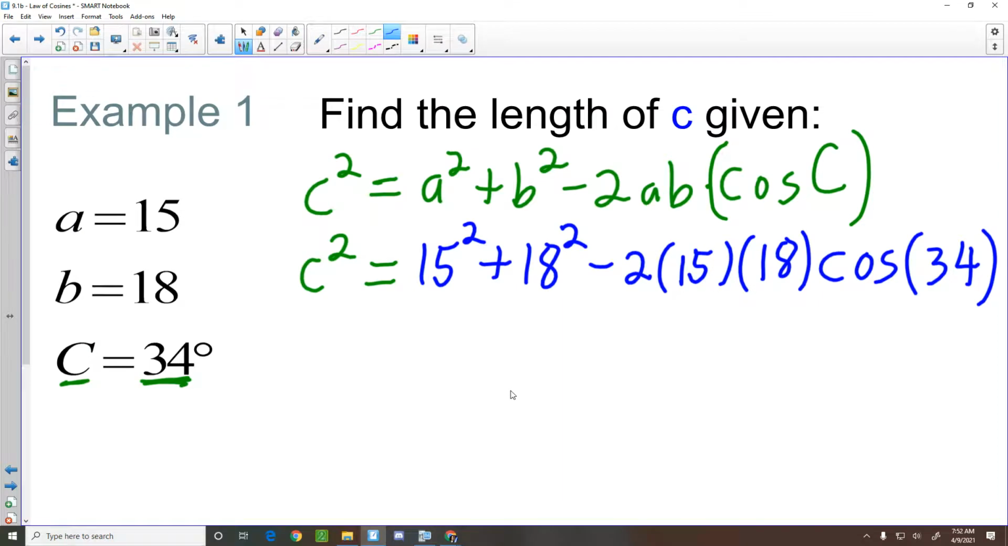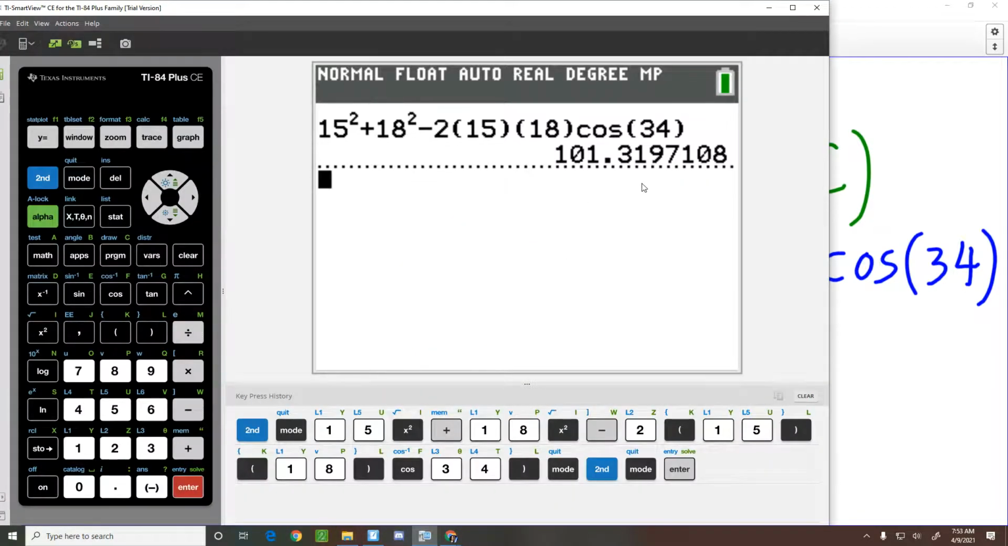That's a pretty big number, especially when I look at the other two sides, which are 15 and 18. Then all of a sudden I get this number of like 101. Well, why is that number so much bigger than the 15 and 18, everybody? Yeah, that's not side C. This is C squared. I'm not solving for C squared. I'm solving for C. So what's my last step? Square root.